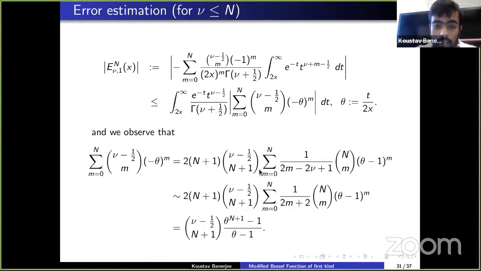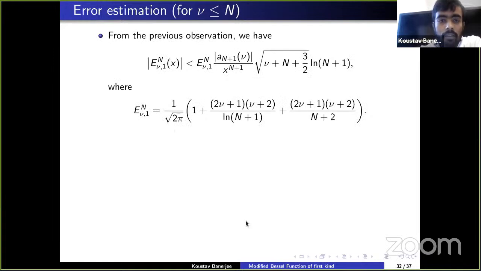Now, these transformations help to understand what this sum actually behaves like, because we know this sum very well, because this 1 over 2m minus 2 nu plus 1, if we ignore that for m from 0 to nu, this is negative, nu minus 1, for nu is positive, and from nu plus 1 to n it's positive. So it's asymptotic to this sum m from 0 to n, 1 over 2m plus 2, roughly in binomial n choose n, theta minus 1 to the n. This is nothing but nu minus half binomial n plus 1 times this sum of theta to the power i running from 0 to n.